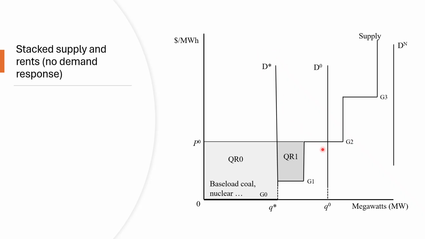If demand or load in that particular hour is at D0, then the price will be determined by G2, generating facility G2, assuming that G2 would be able to produce only part of the capacity that it asked to be used in 24 hours time. Now, if Dn happens to be the load, then there is no supply and we have blackouts.